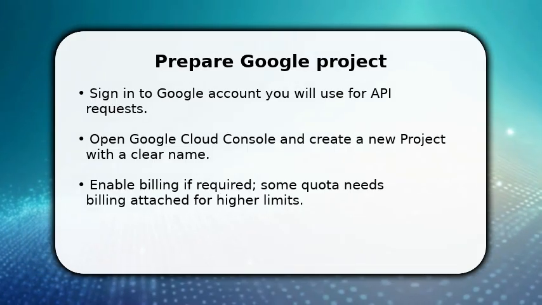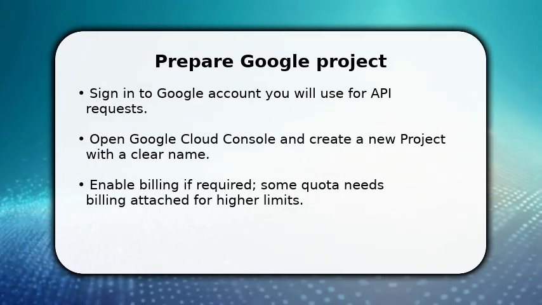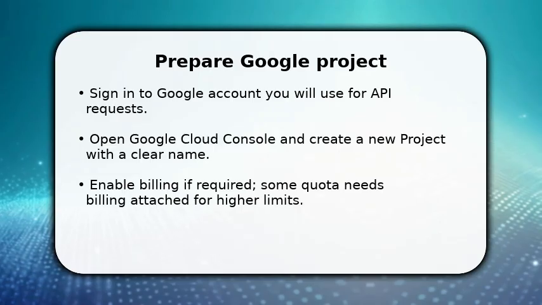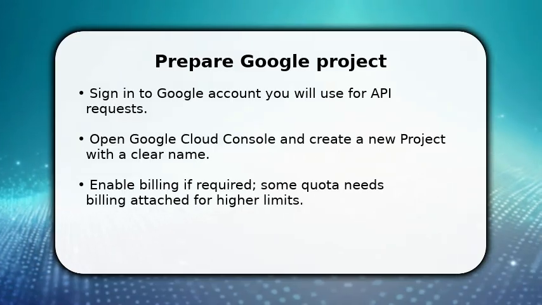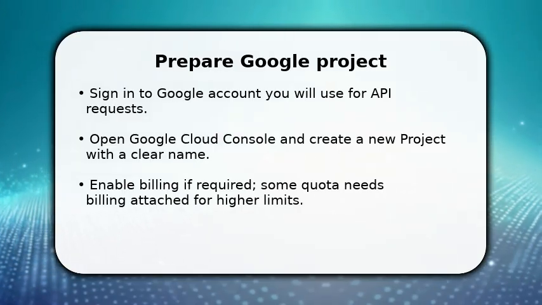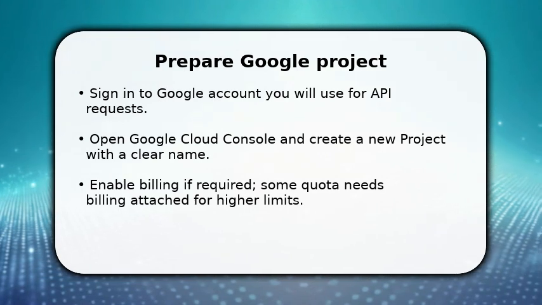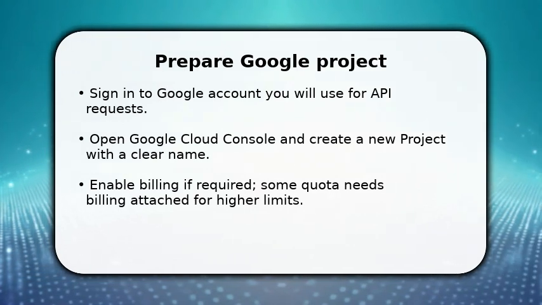Make sure to enable billing only if you need higher quota. For basic key usage, billing is often unnecessary. This step links API access, quota, and permissions so you can generate credentials securely and track usage.